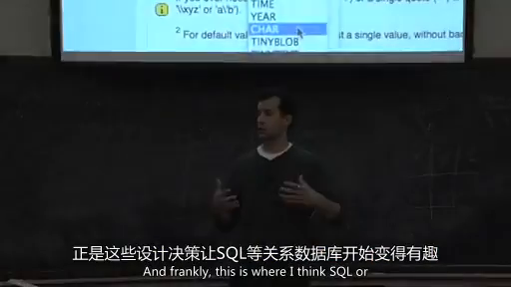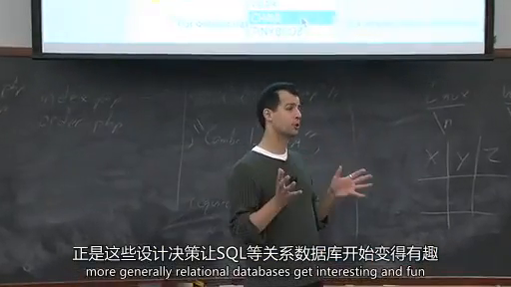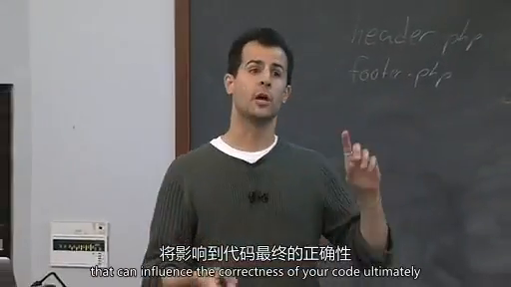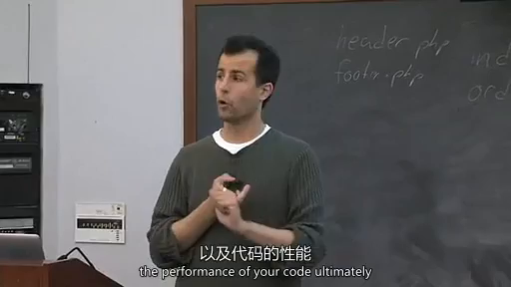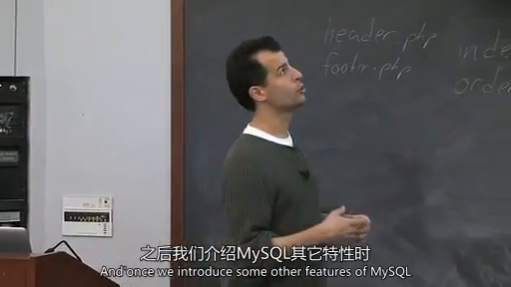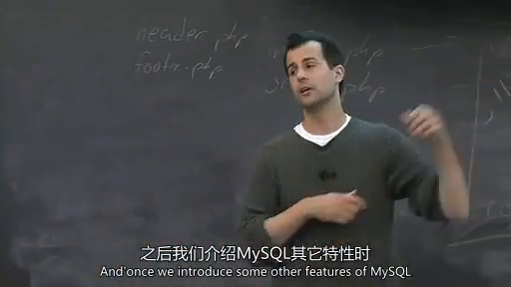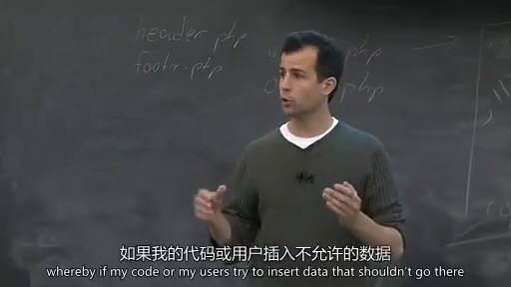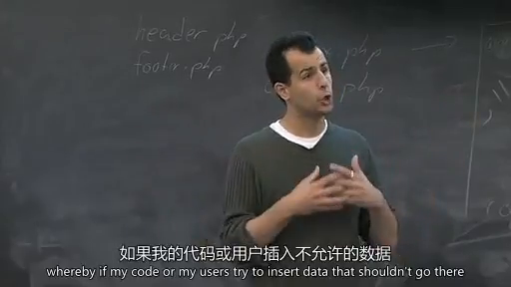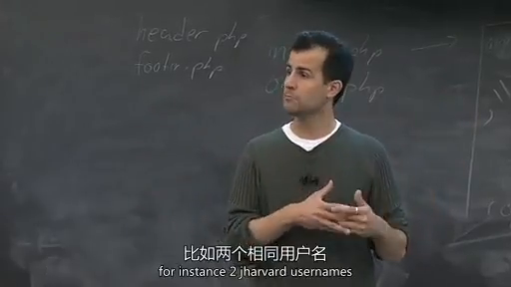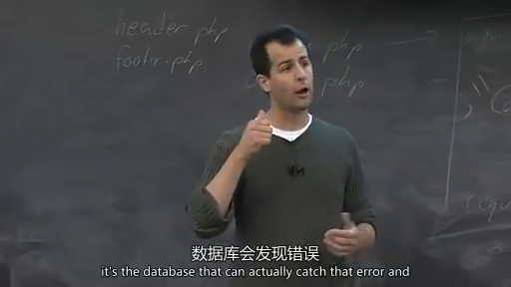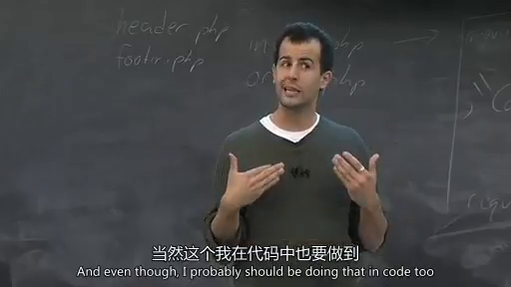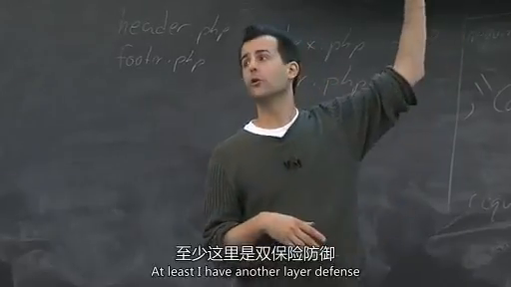And frankly, this is where I think MySQL, or more generally relational databases, get interesting and fun, because you actually get to make a lot of interesting decisions up front that can influence the correctness of your code ultimately, the performance of your code ultimately. And once we introduce some other features of MySQL, we'll be able to also have some database level constraints, whereby if my code or my users try to insert data that shouldn't go there, for instance, 2 Harvard usernames, it's the database that can actually catch that error and prevent the second John Harvard from registering for my site. And even though I probably should be doing that in code too, at least I have another layer of defense.